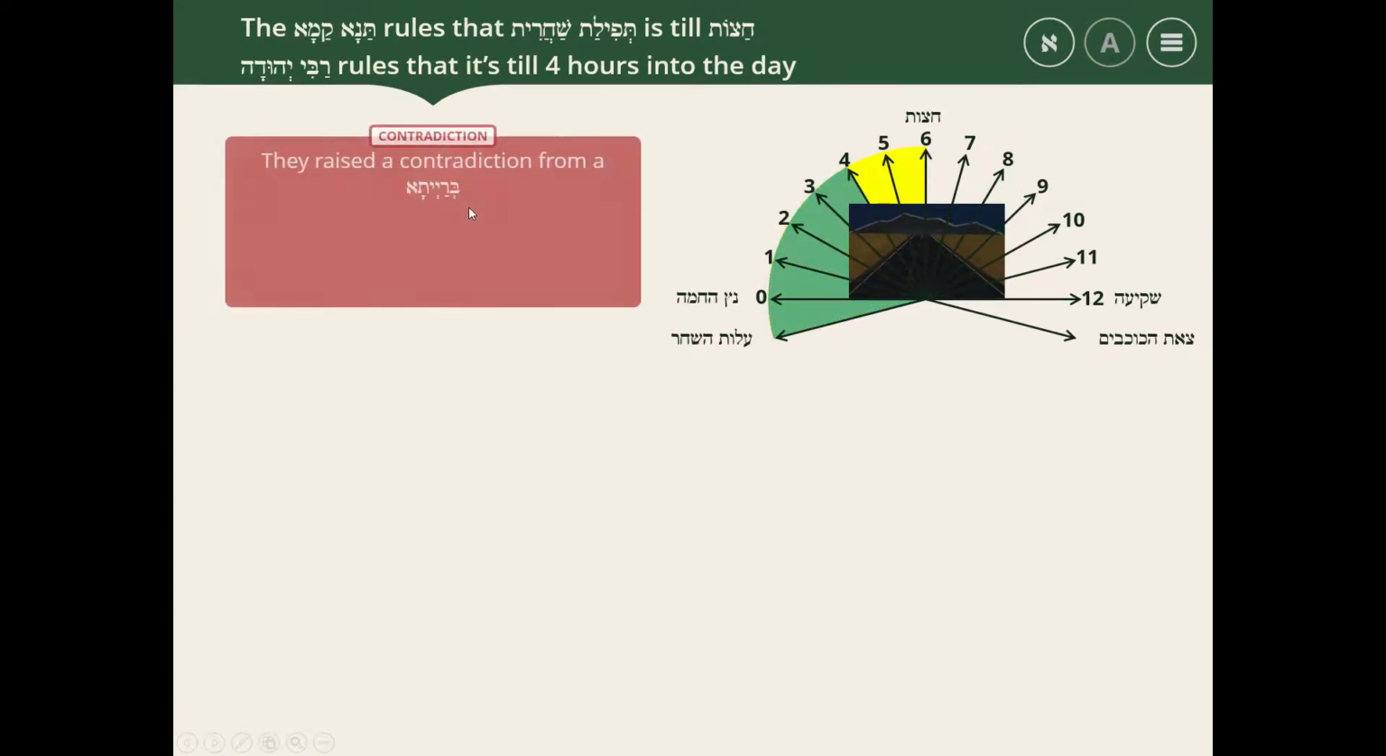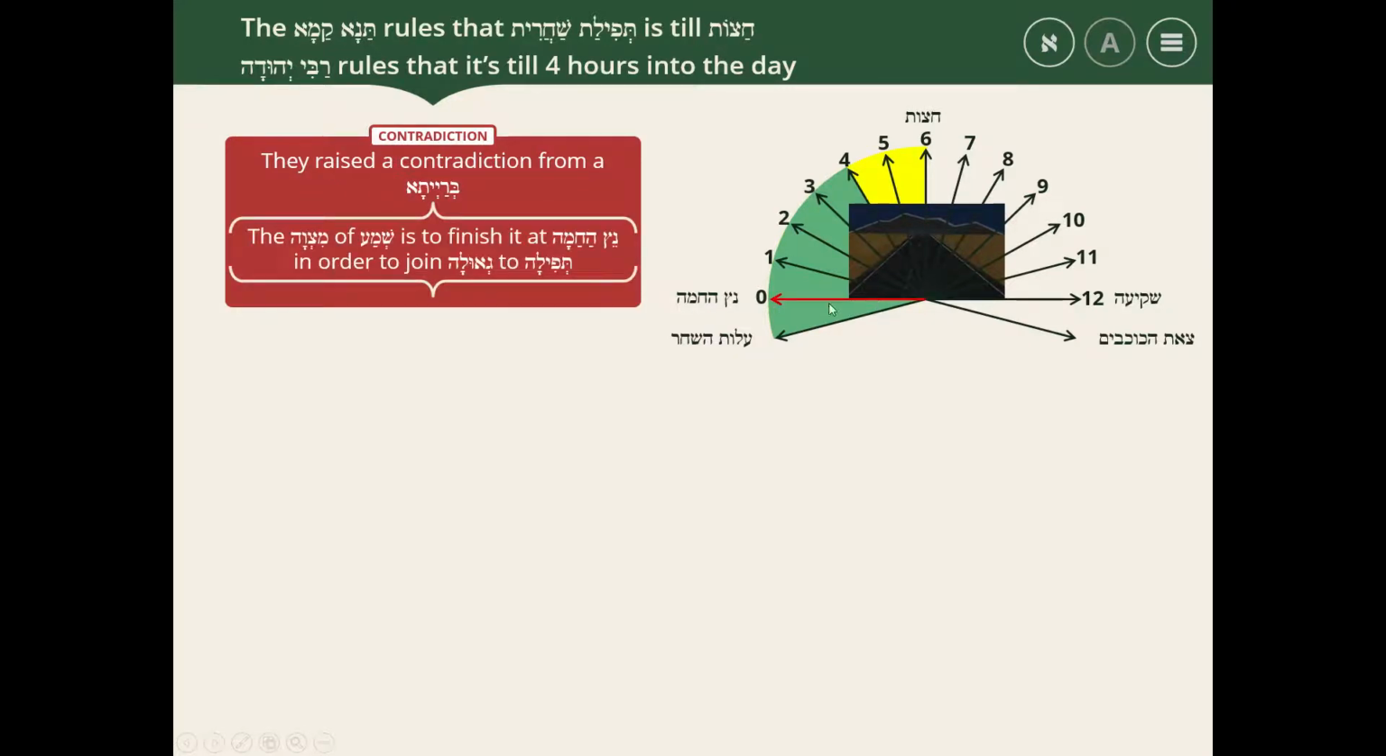And we have a contradiction from our Braisa that teaches that a person has to daven right at Netz HaChama, and he doesn't have all this extra time. And the Gemara answers that Braisa is not referring to the time that a person has to daven, but just the time for Vasikin to daven.